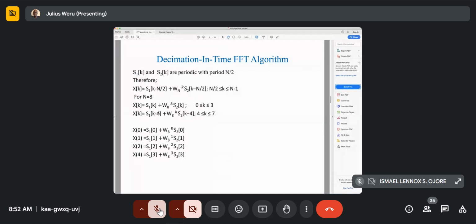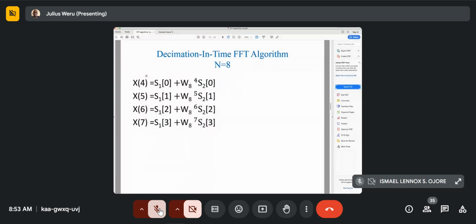But this is demonstrated by using this formula. And here, this is supposed to be x of 3, not x of 4. Sorry, change this to x of 3. So it's supposed to be 0, 1, 2, 3. X of 4 is this one.